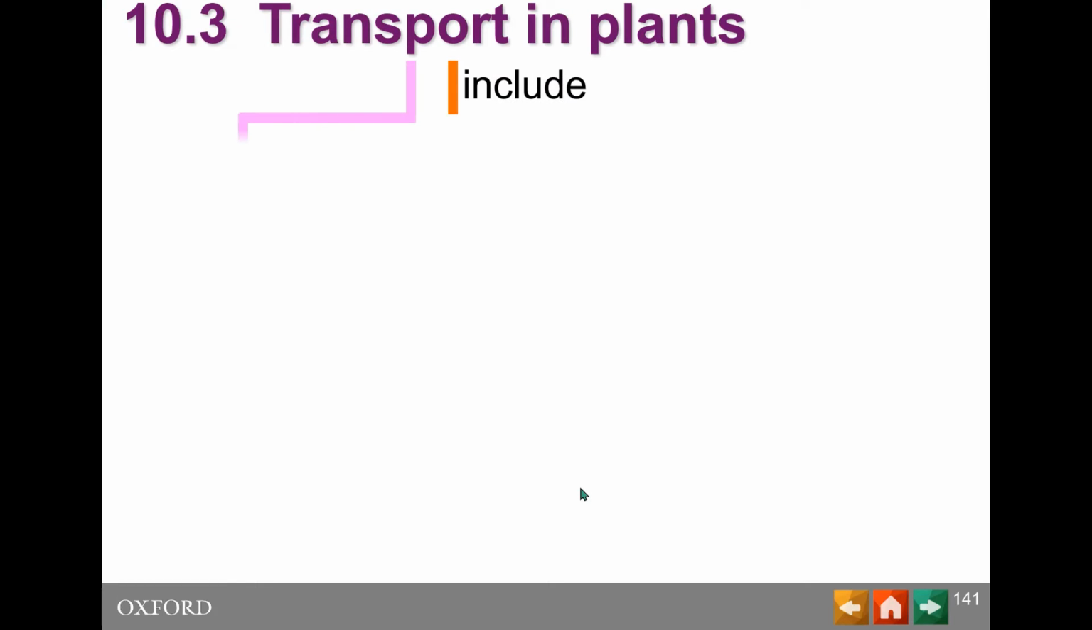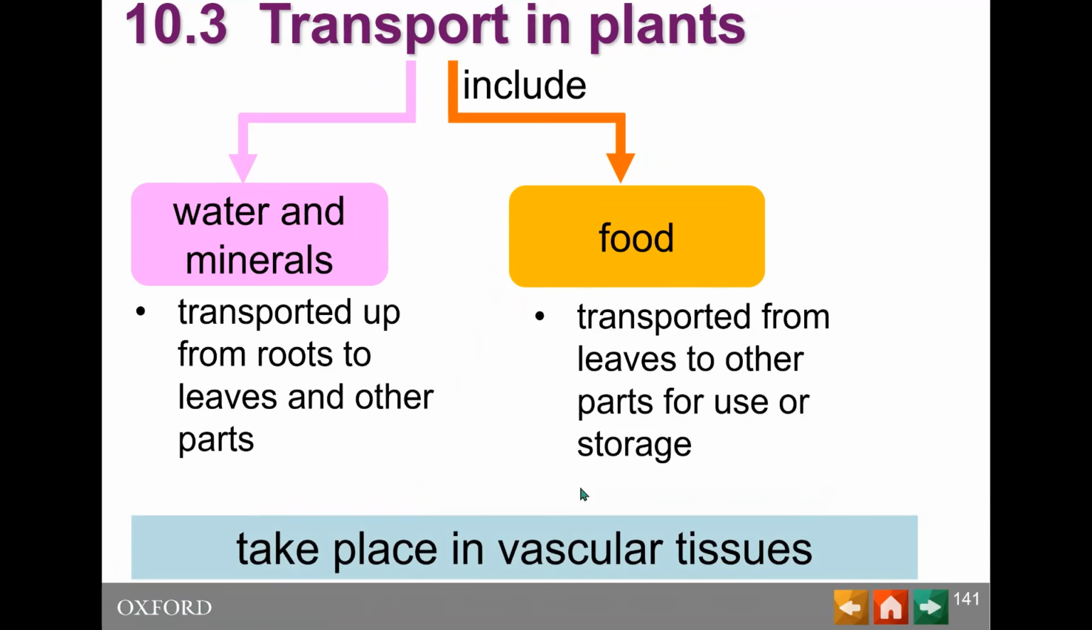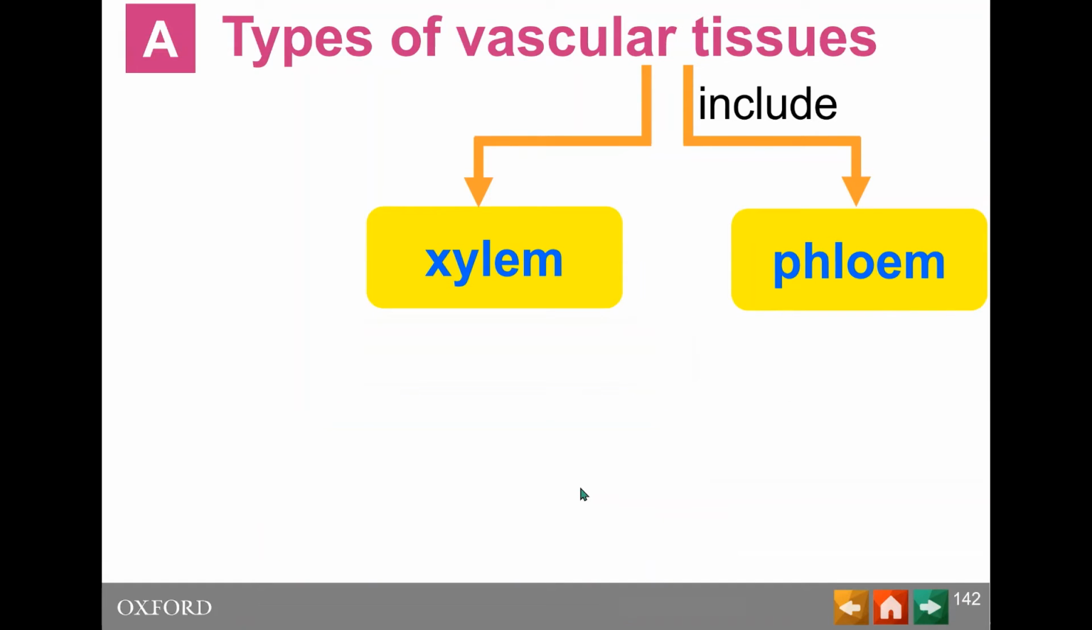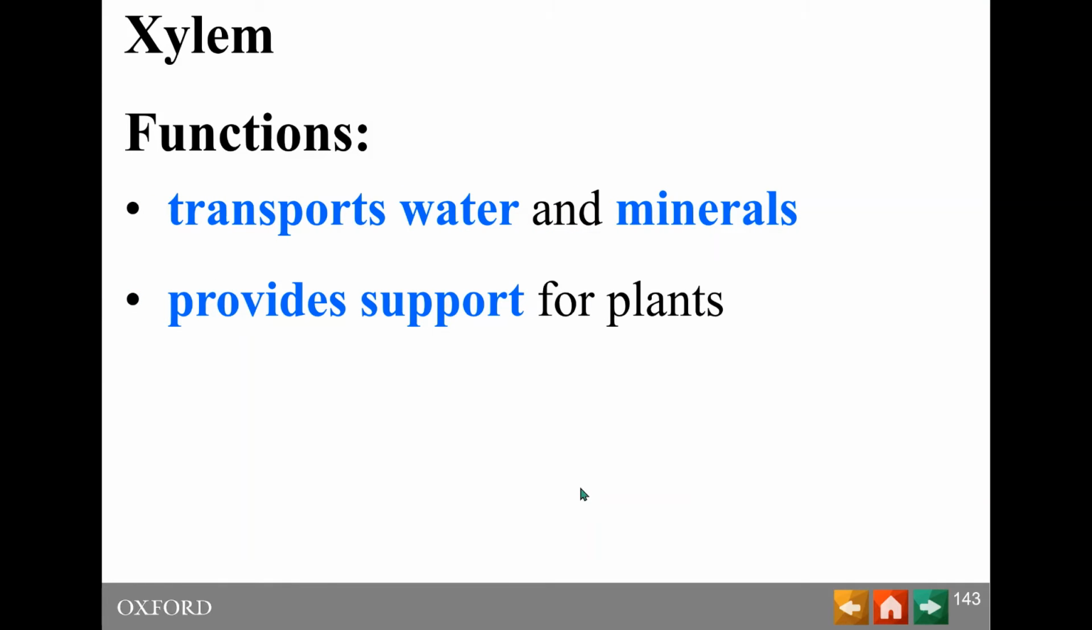Right, so the second part of the video will be covering teaching the new topic, transport in plants. The transport includes the transport of water and minerals, and second, the food. All the transport takes place in the vascular tissues or vascular bundle. And vascular tissues, if you still remember, consist of xylem and phloem. Xylem is responsible for transporting water and minerals. And second, which I will cover in the next teaching video, xylem also provides support for plants.